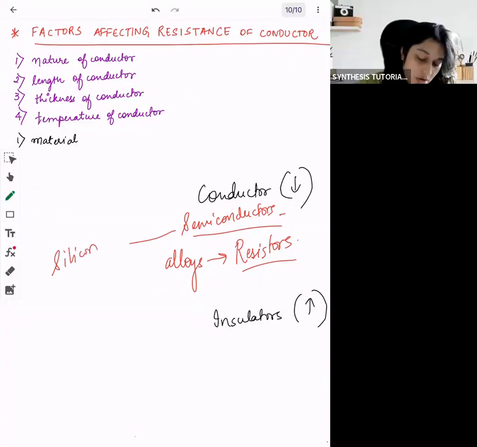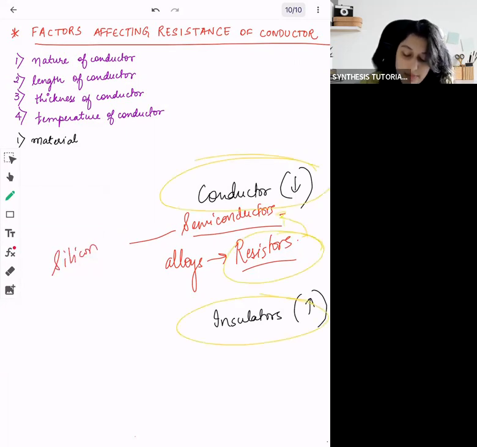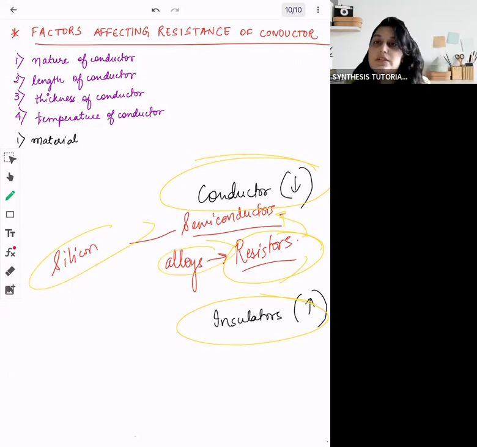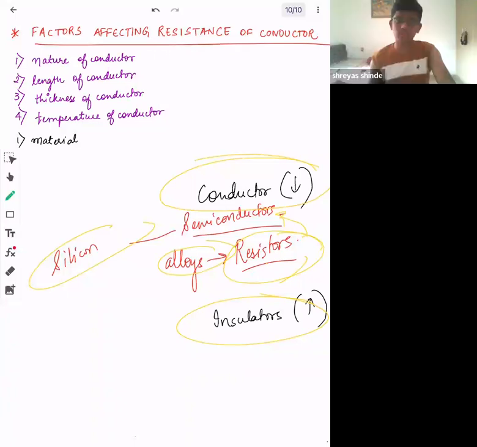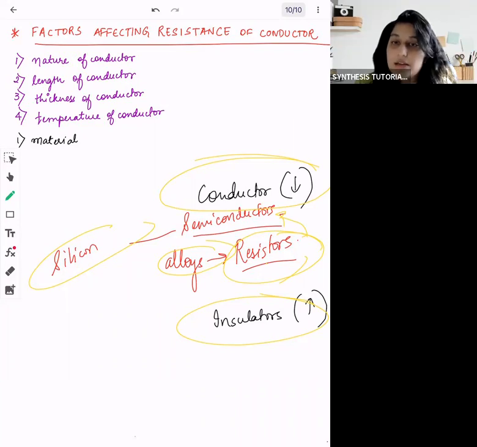So in an umbrella way you can say conductor, insulator and resistor. Among resistors, obviously you will have semiconductors, which are made up of metalloids, and resistors which are made up of alloys. Which are the resistor wires? Nichrome wire, manganese wire, all of these. Generally resistor wires are used in heating devices, like nichrome wire is used.